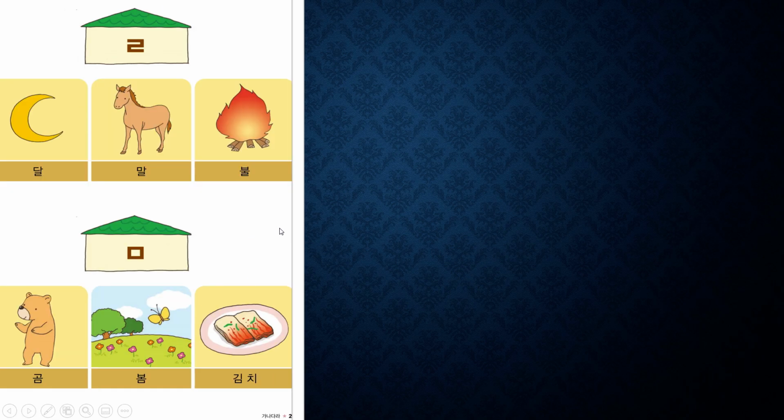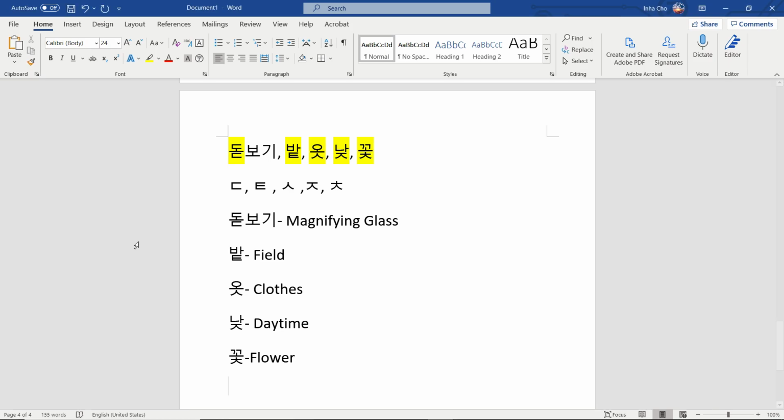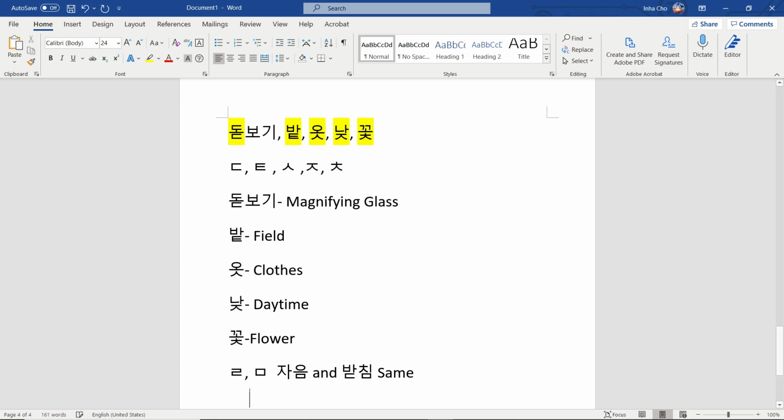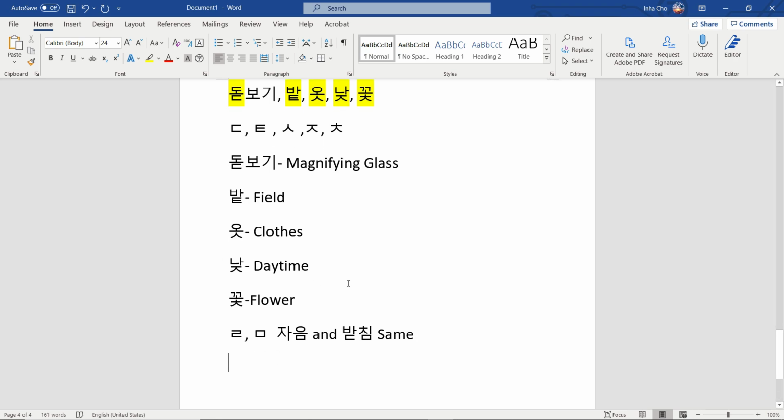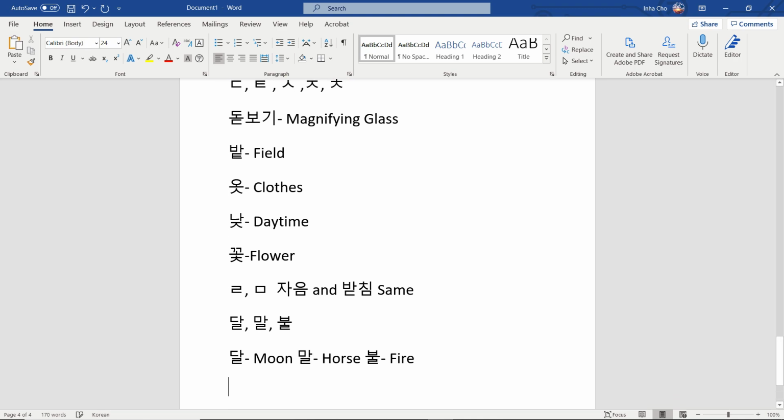Alrighty. These are much simpler families. They're just one by themselves. 리을 and 미음, both of them are pronounced the same as 자음 and 모음. 자음 and 받침, same. So you have 달, 말, 불. 달 means moon, 말 means horse, 불 means fire.